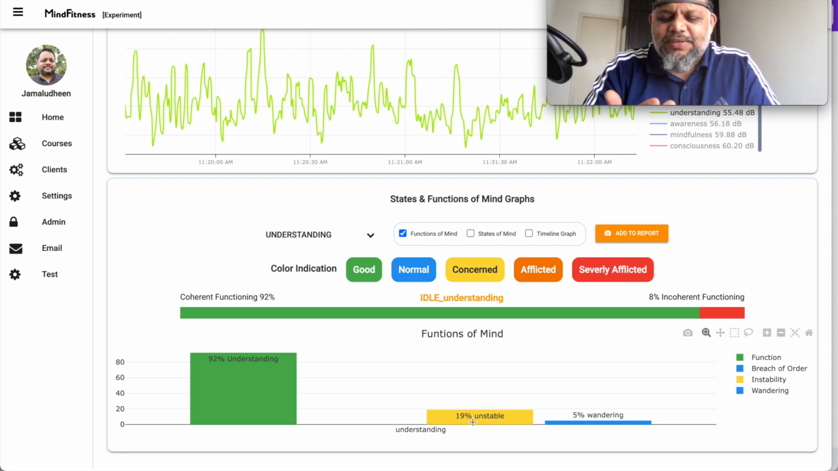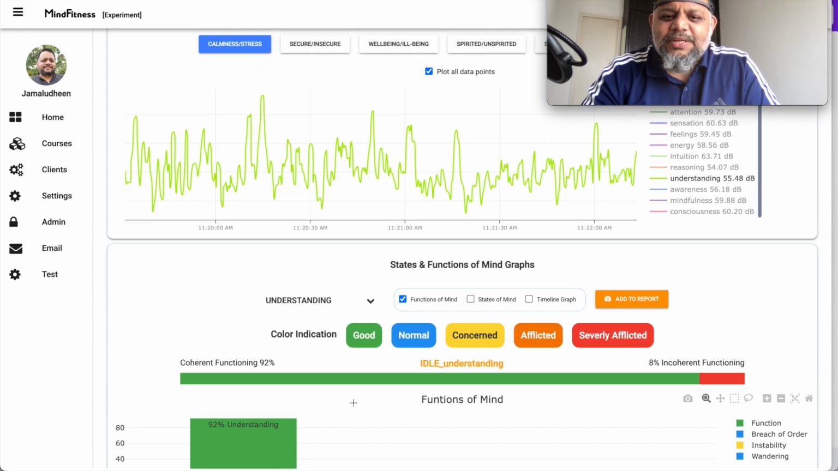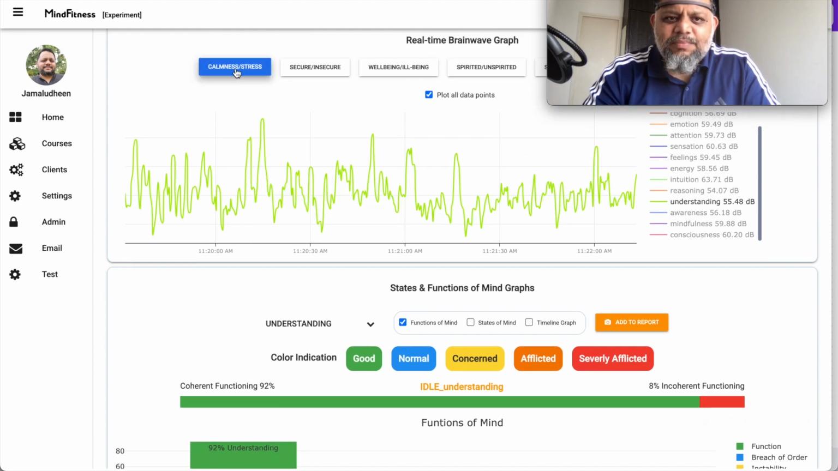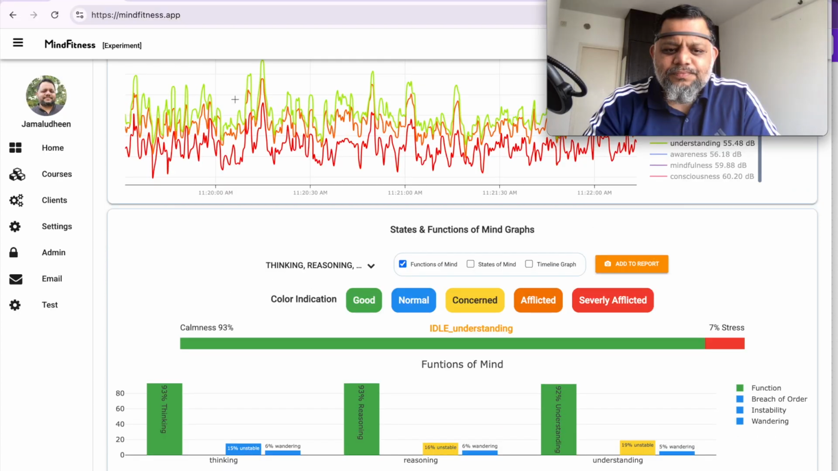The other feature that we are looking at in the Mind Fitness system is how much time there is a breach of order. And there was no breach of order, there's zero breach of order. If there was any breach of order, it would have shown up here. What I mean by breach of order, I will explain.